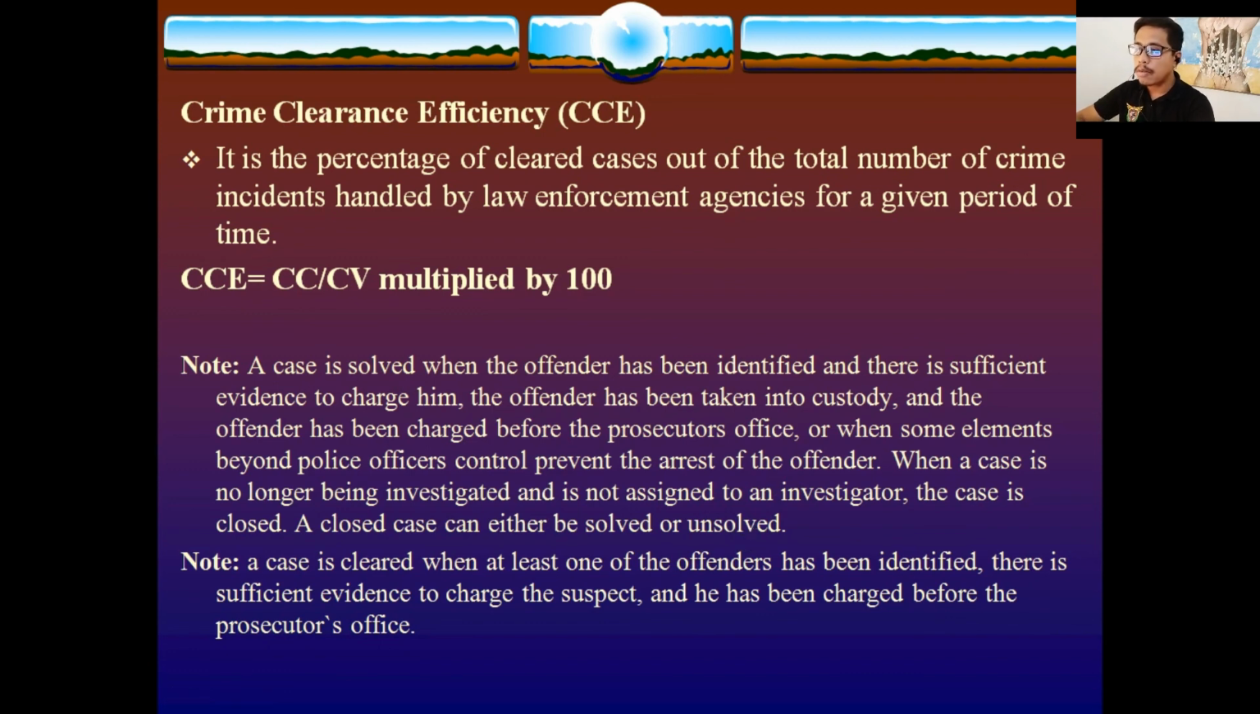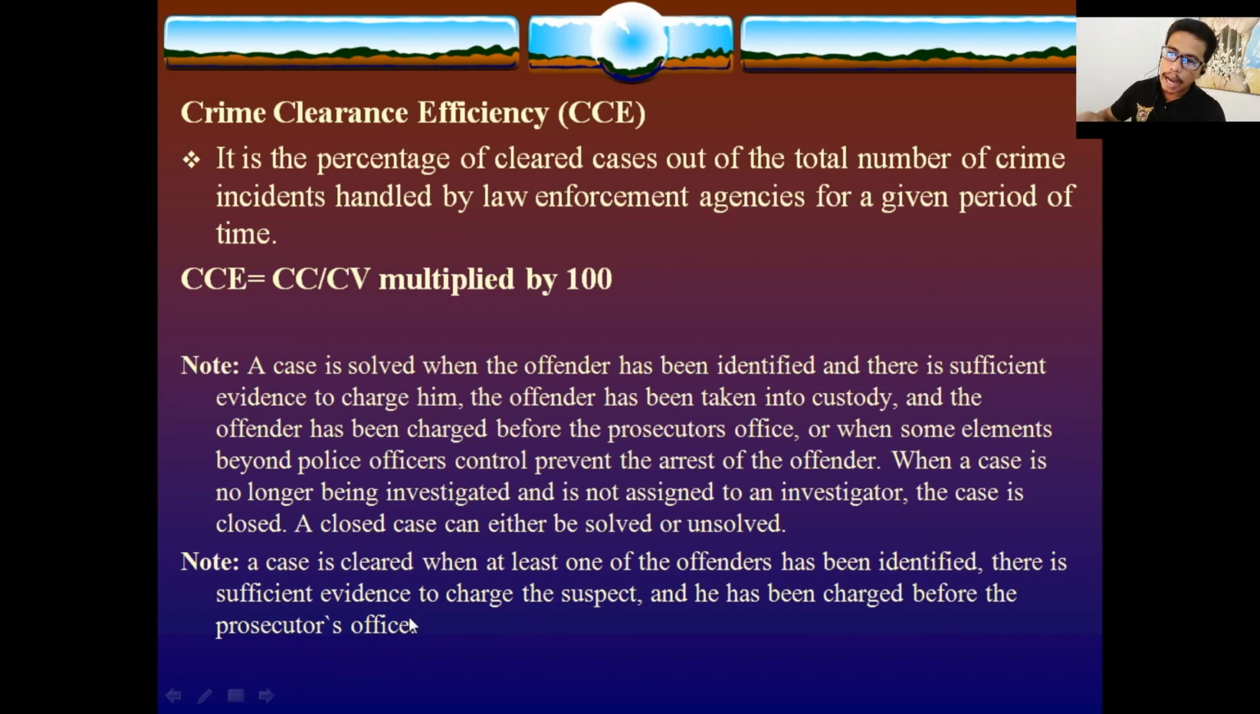Why do you say unsolved? Simply because if there is no lead, there is no evidence that could trace to the identity of the perpetrator, then that's the time that you have to put the investigation aside, and you consider it as an unsolved case. But again, that will form part under case solved. All of the cases being considered as solved will form part under crime solution efficiency or solved cases. A case is cleared, on the other hand, when at least one of the offenders has been identified, there is sufficient evidence to charge the suspect and he has been charged before the prosecutor's office.